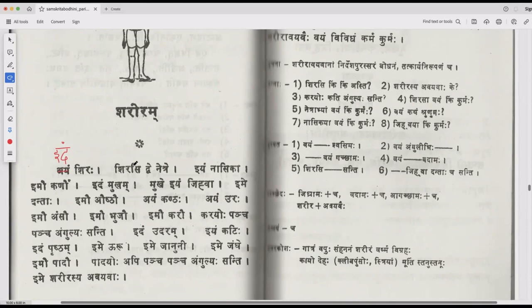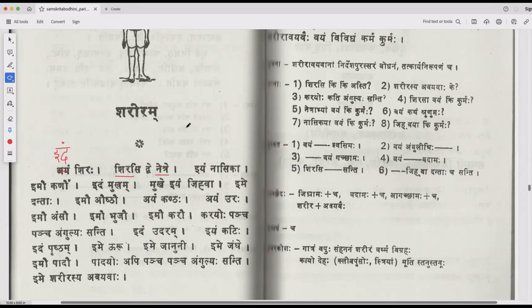Let's go one by one so that we understand each sentence. So shirasi, on the head or in the head, there are two eyes. So what is netre? Netram, netre, netrani. So it is implied there is taha, right? Yes, implied is taha. Dve netre is taha. And what is the form of shirasi?